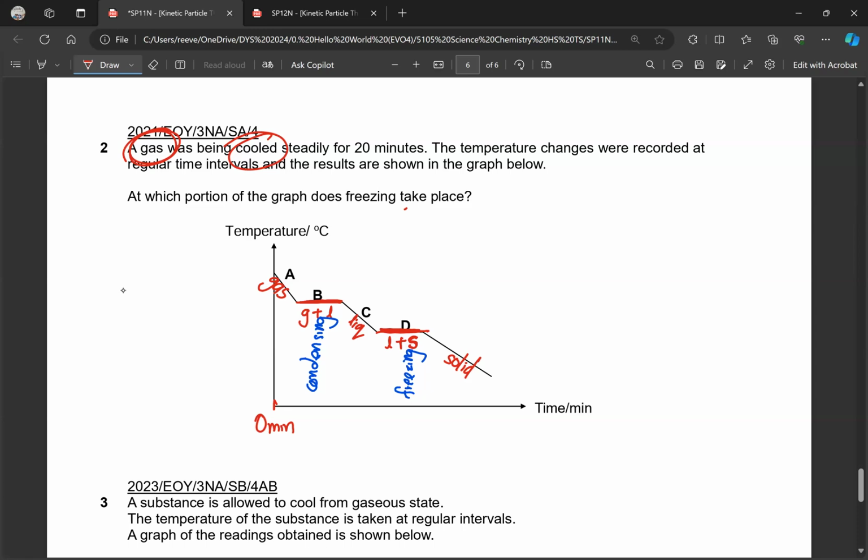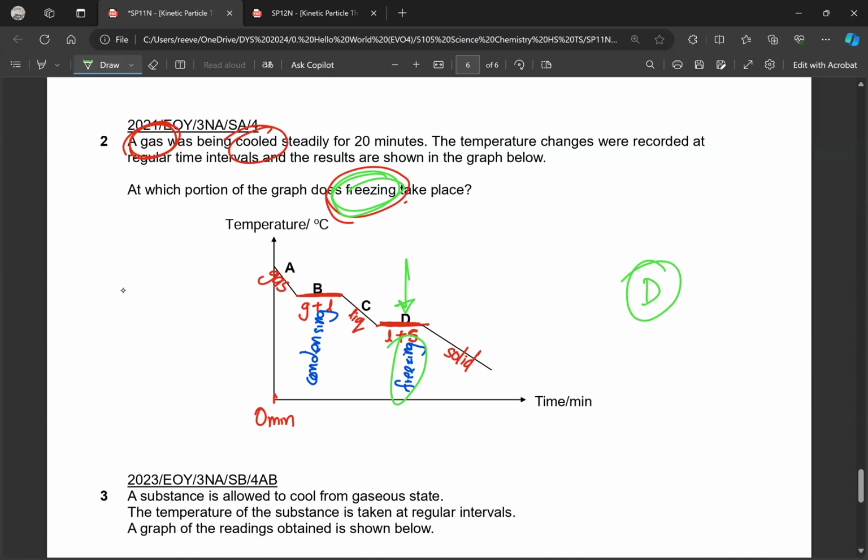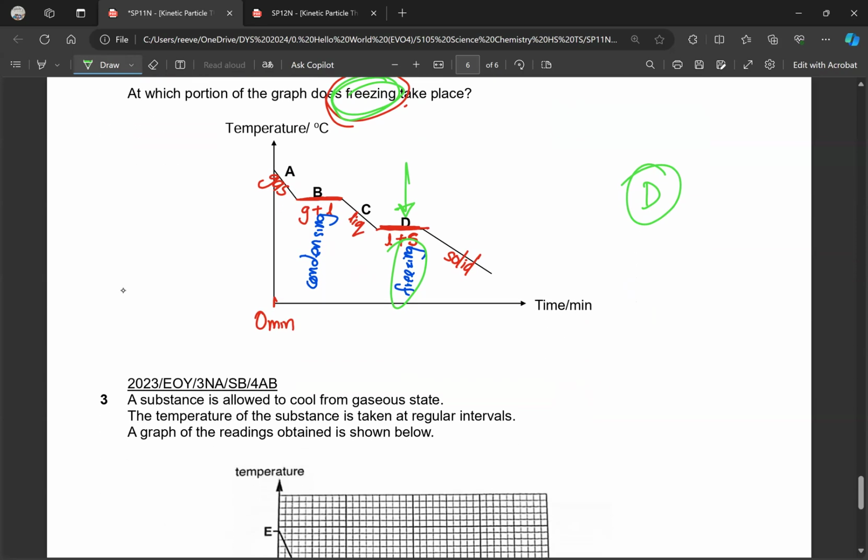So the question asks, where is freezing? The answer is quite simple. Freezing is here. The answer is D. I know you can press the button with the green box, but make sure you know why the answer is D. Okay, let's move on.